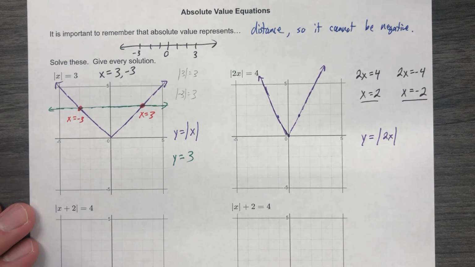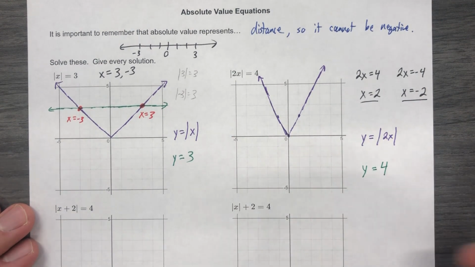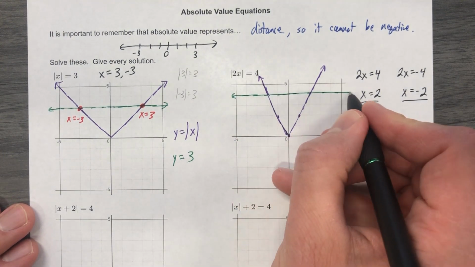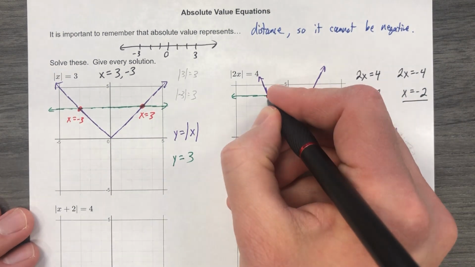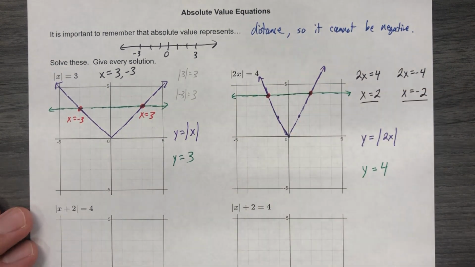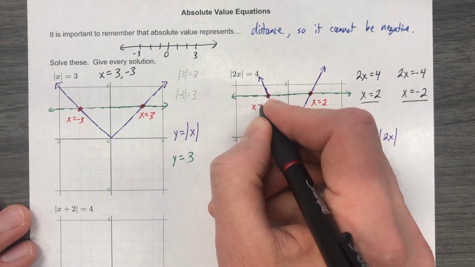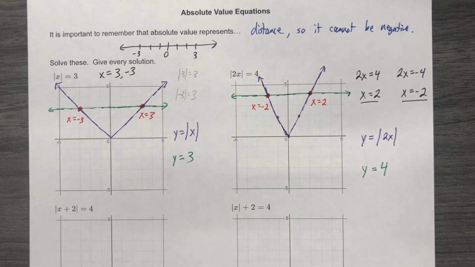And then I will graph the line y equals this side of the equation, y equals 4. And when I graph y equals 4, we have that. And I'm looking for the points of intersection. Could you do this on Desmos? Absolutely. Totally could. X equals 2, x equals negative 2. Those are the x values where we intersect, right?